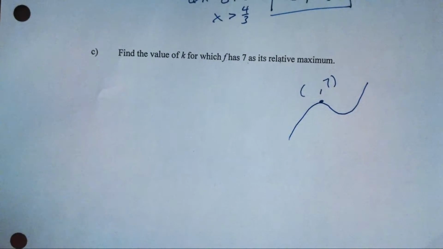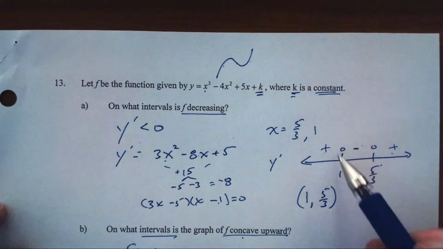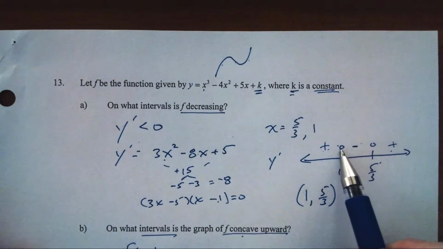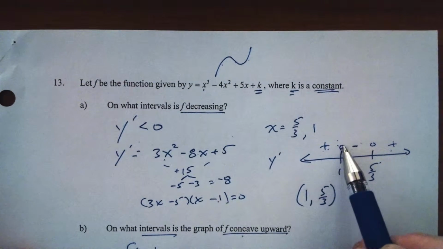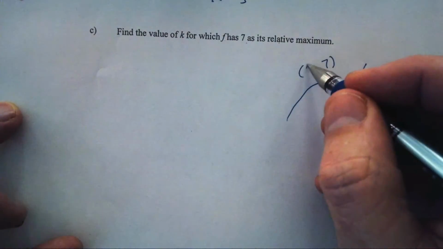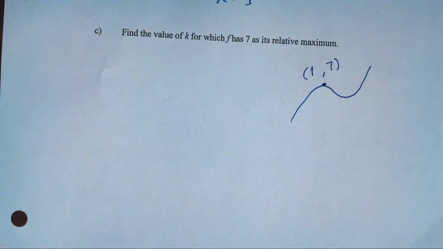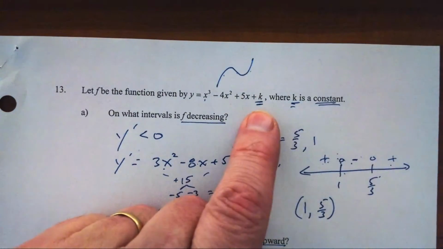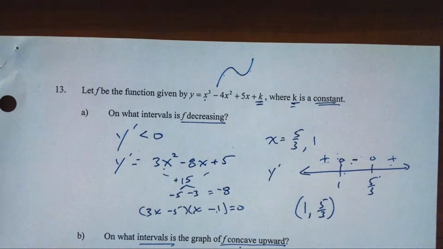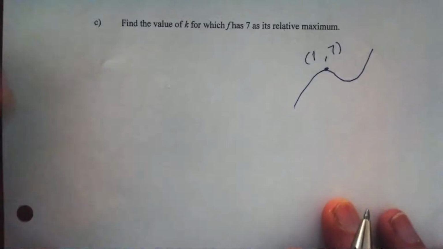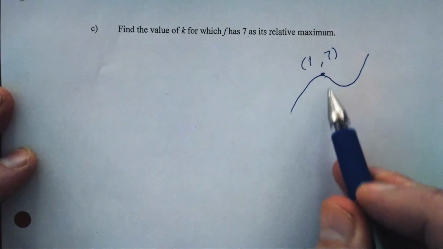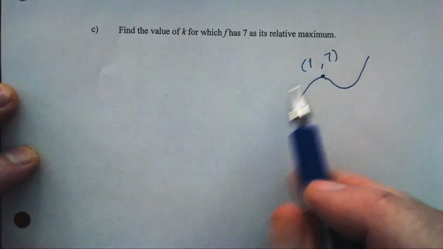But in part A, we already discovered our maximum occurs at x equals 1. It goes up, it levels off, it comes down. So this is the point where y is 7. We want that to be 7. Now, if k is not right, it won't be. We're going to set k to force it to go through that point by just raising or lowering this function. So what do I get?